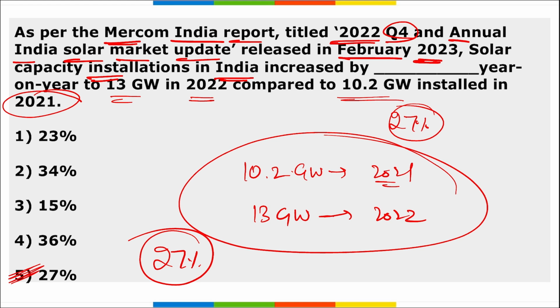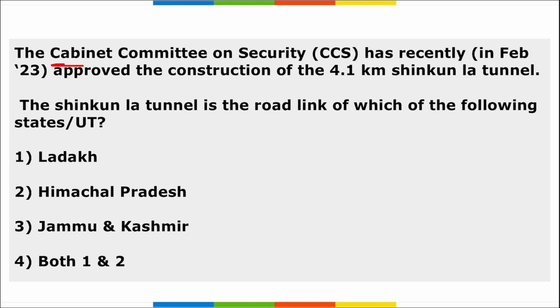Which is the best state in terms of solar energy? It is Rajasthan, followed by Gujarat.